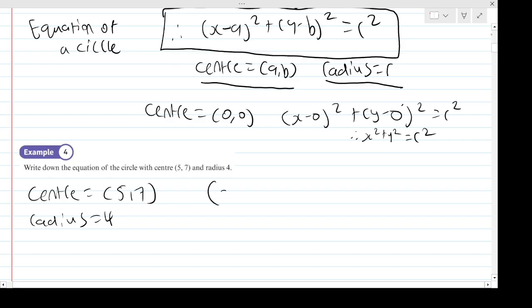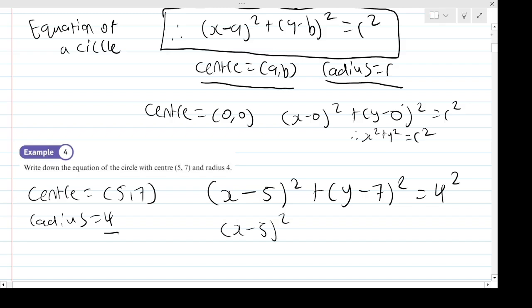So it's going to look like x minus a, but the centre a is 5, so I'm going to do x take away 5 all squared. Then I'm going to do plus y, take away the y coordinate b, so take away 7 all squared. Then it's telling me I need r squared, the radius squared. Well, the radius is 4, so radius squared would be 4 squared. So I can simplify that to get x minus 5 all squared plus y minus 7 all squared is equal to 16. And that's your equation of the circle.